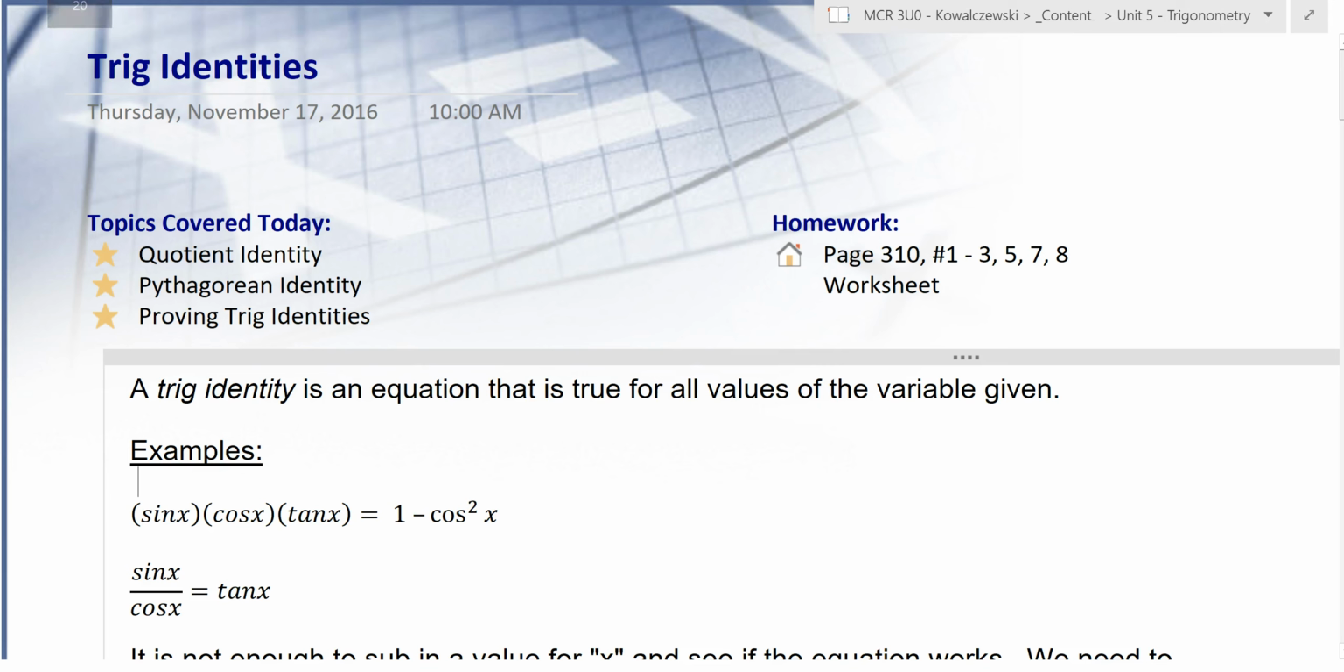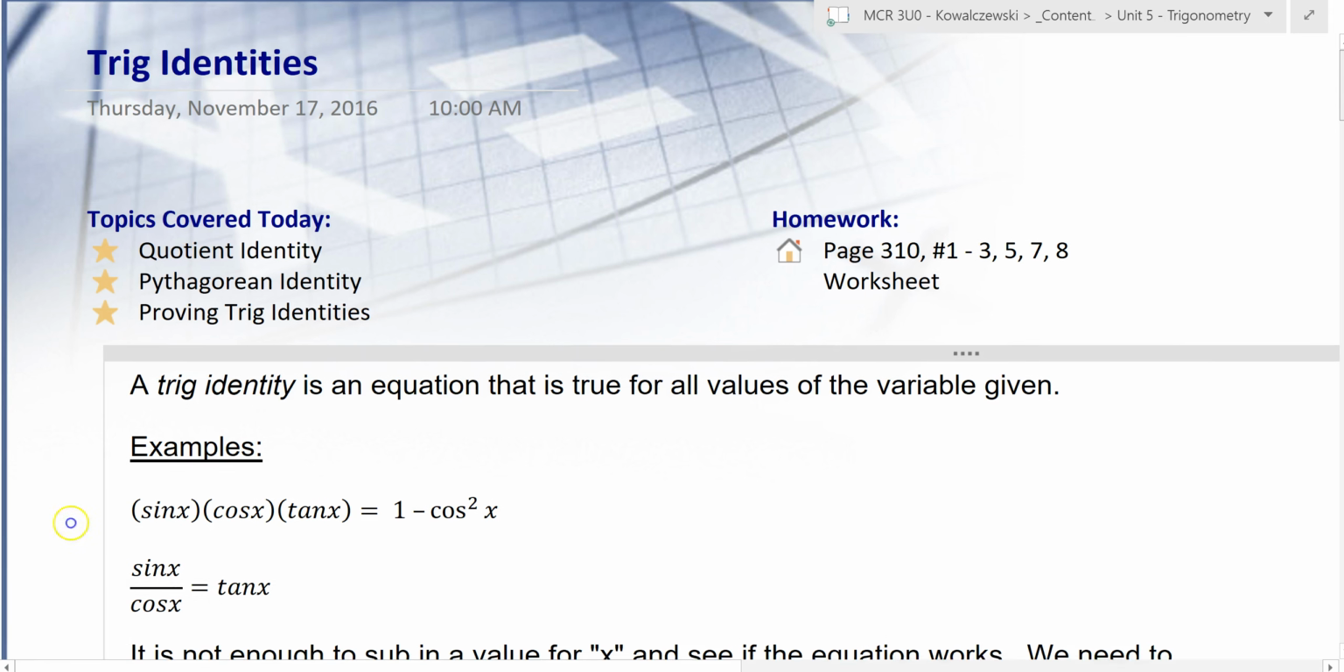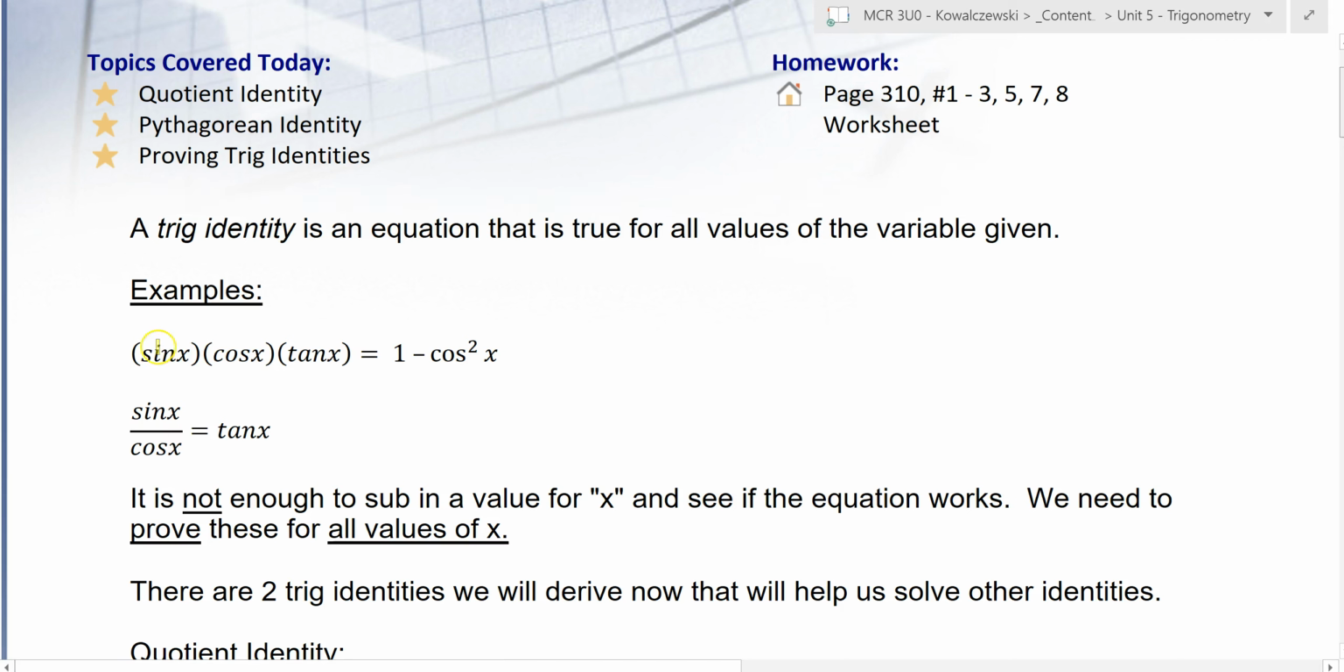A trig identity is an equation that is true for all values of the variable given. An example of one of these equations: sine x times cosine x times tangent x is equal to 1 minus cosine squared x. So this is always going to be true, that the left side is equal to the right side for any value of x. Now you have to put in the same value of x. So if you put in any one x value into all those places for x, the equation will work. Same thing with this below, sine x divided by cosine x is equal to tangent x is always true.